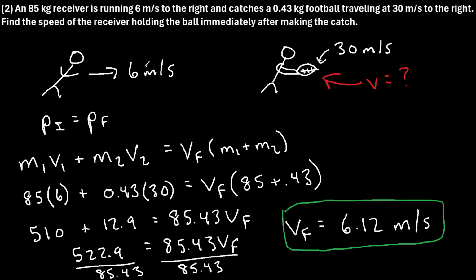And this should make sense because if we notice, the receiver was initially running at 6 meters per second. So when they catch a ball that's moving in the exact same direction as them, that should speed up their final velocity by a little bit. And we see that it does. So it's 6.12 meters per second, which is slightly more than the initial velocity of the receiver. So that's our answer for that one.